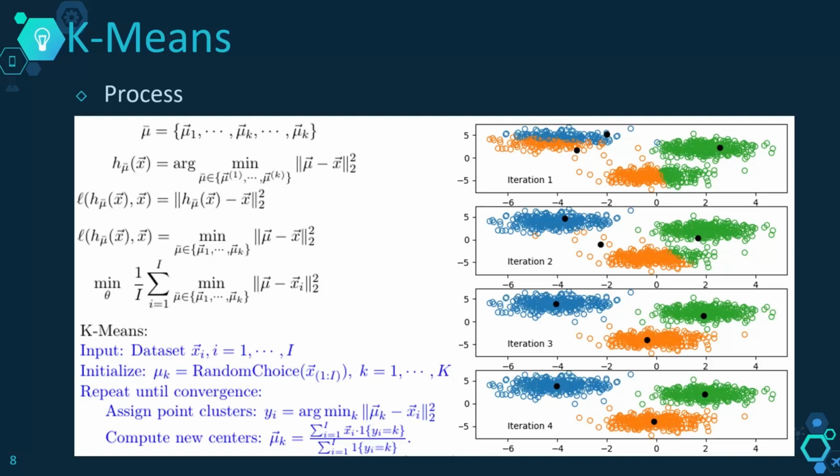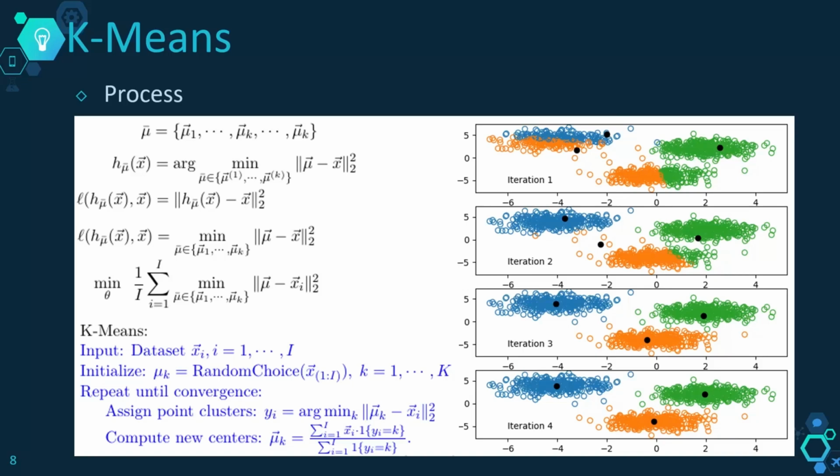And next we repeat until convergence. We assign point cluster. So this one will give us the label, right? It's which cluster a point belongs to, and it's based on the minimum distance. For any point, we calculate the distance between this point and all the clusters and see which one has the smallest, shortest distance. And that one gives us the cluster result. That's yi.